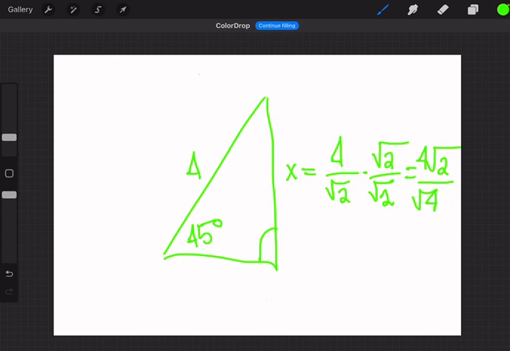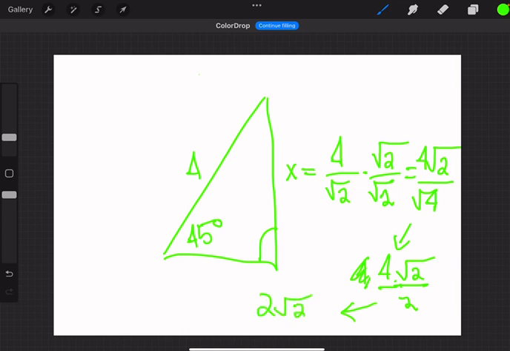And then you can simplify that down here. It would be 4 times the square root of 2 over 2, which would end up being 2 times the square root of 2. So we know that if one of the legs equals 2 times the square root of 2, the other leg is also going to be equal to that. So that is going to be our answer for both of the legs.